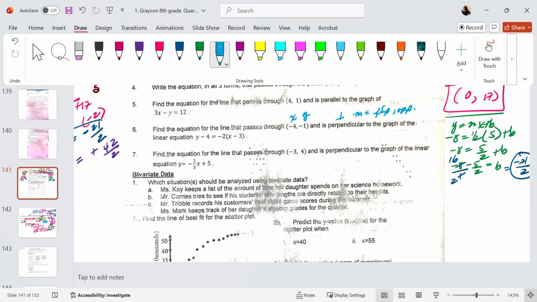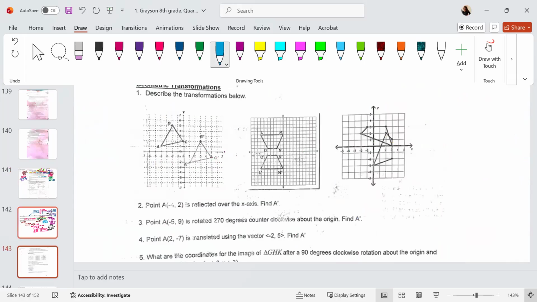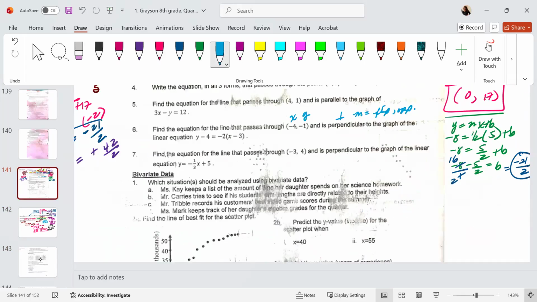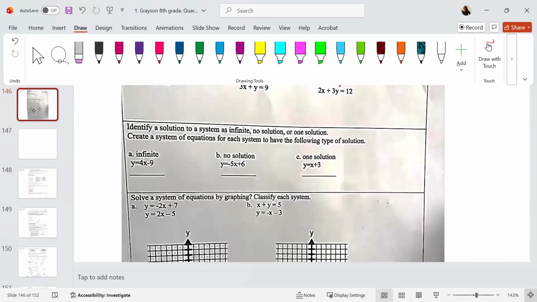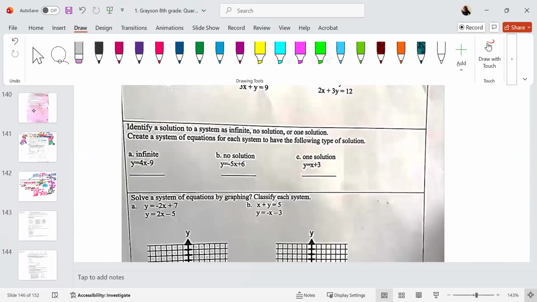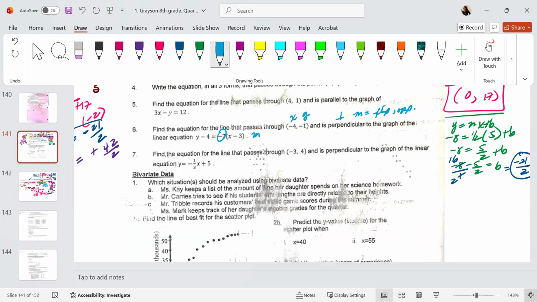So for this one, what's the slope for this one? That's a pretty easy one. Negative 2. Yeah. Slope is negative 2. What's your perpendicular slope for this? If you flip it, what would that give you? 1/2. 1/2, right?